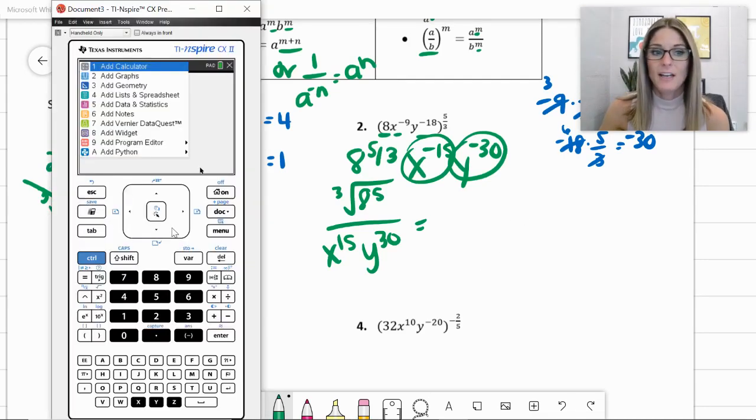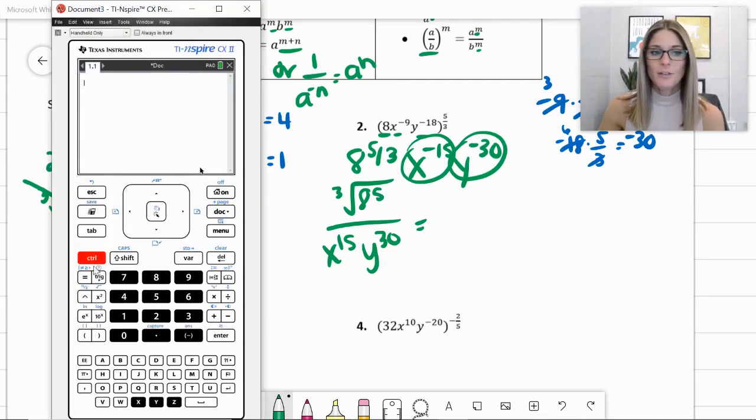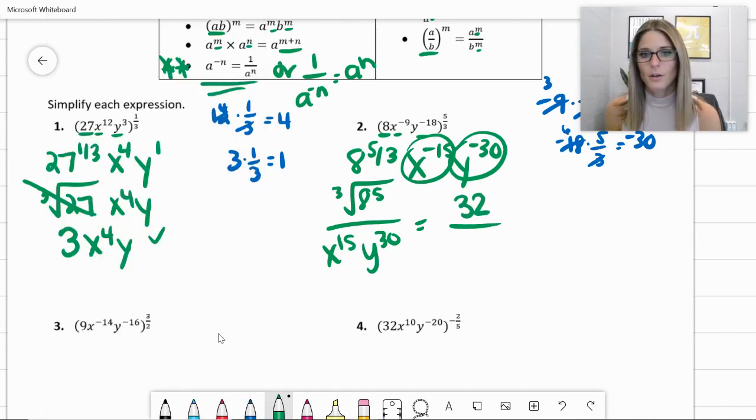On your calculator, you're going to add a calculator page. If you hit Control and you go down to the caret button right here, you can see that control function is an nth root of x. And on my calculator, it opens up that radical with open boxes for both. So in my little box, I'm going to put my 3 for my index, and in the big box, I'm going to put 8 raised to the 5th and enter: 32. So I'm not crunching numbers trying to figure all this out. Utilize the calculator. This is 32 over x to the 15th, y to the 30th.